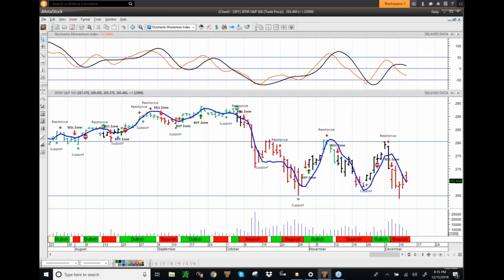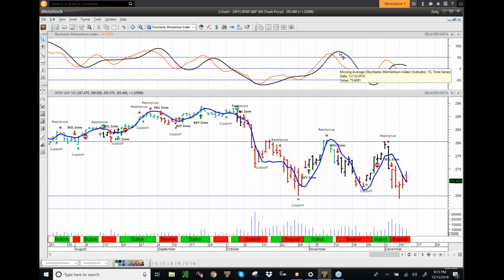When you look at a stochastic, it's going to have a range. Now, this term is used, but I don't really like it. The term is overbought or oversold. What I prefer to call them are extreme regions of motion.